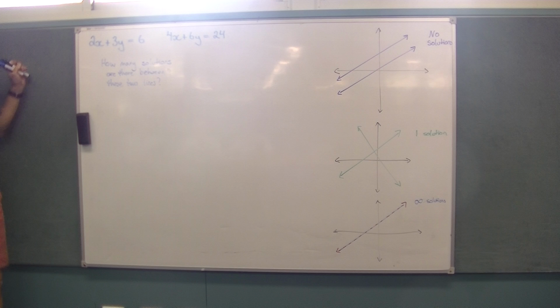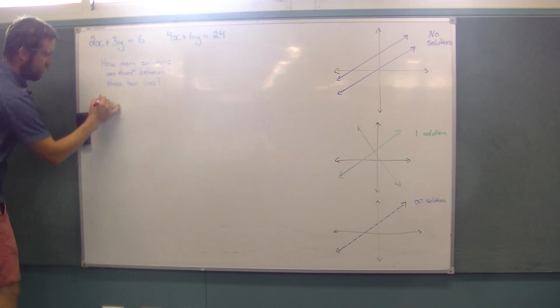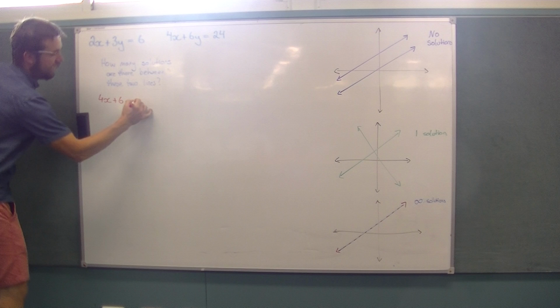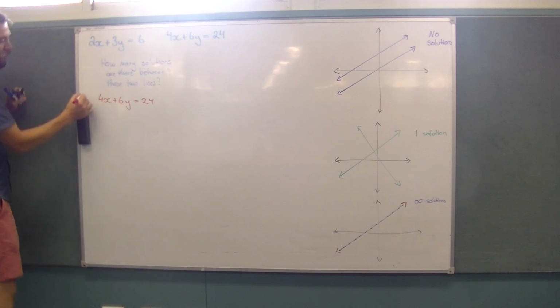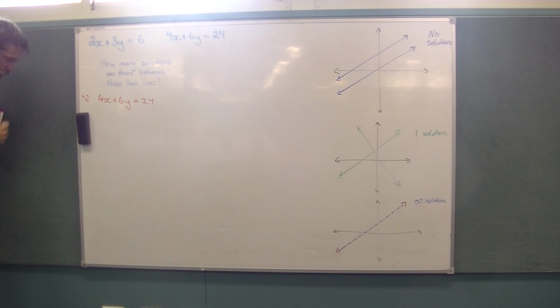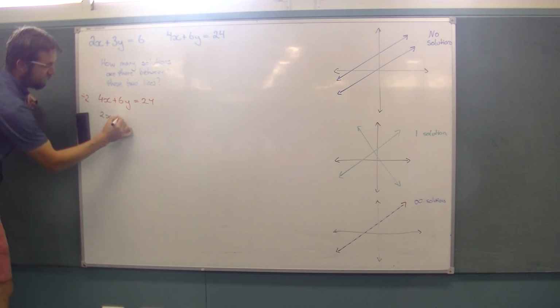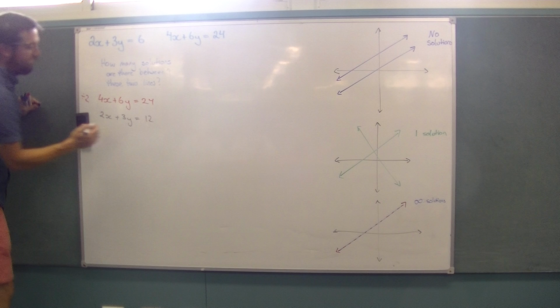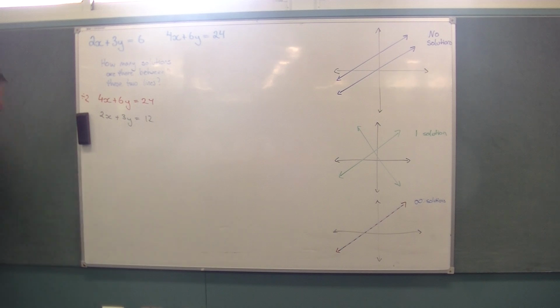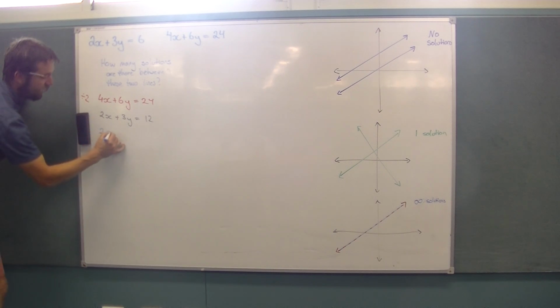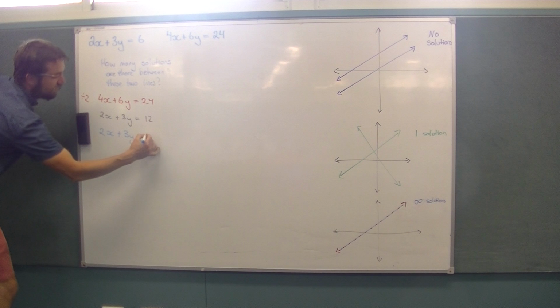Divide the one that equals 24 by 2 so that it has the same gradient and y equals 3. Sorry, start again. Divide it by 2. 4x plus 6y equals 24. Divide the whole thing by 2. And then you can see y equals the same and x equals the same. So it'll be 2x plus 3y equals 12. And then you were looking at the gradient of the other one, which was what?